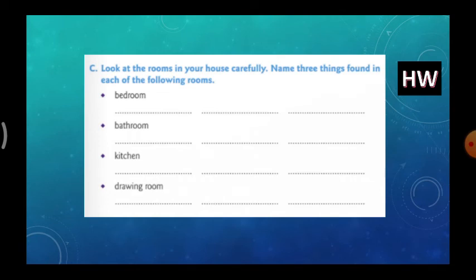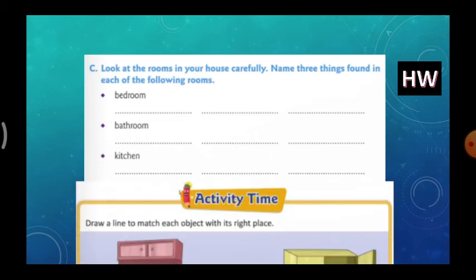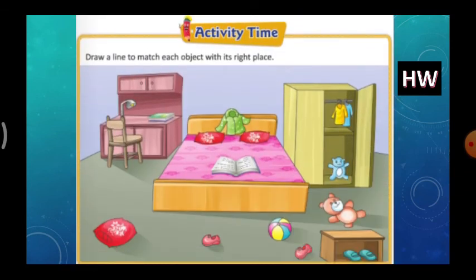In your bathroom, what are the things there, in your kitchen, what are the things there, and in your drawing room, what are the things there. You have to write. Okay, children, this is your homework. Do it in the book itself. After writing in the book, you have to copy that in the classwork also, children. So this is your activity.